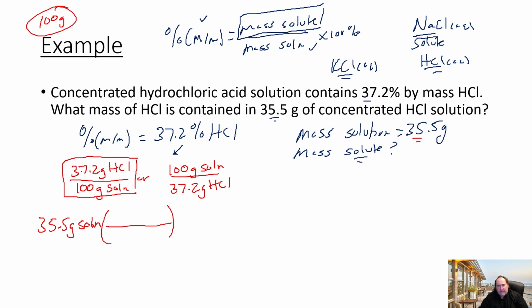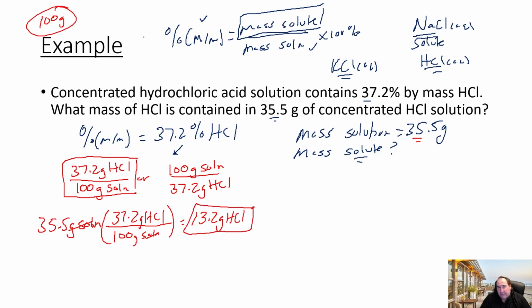We're going to take 37.2 grams of HCl over 100 grams of solution. The grams of solution will cancel each other out. And we're going to do 35.5 times 37.2, divided by 100. And that's going to tell us that we have 13.2 grams of HCl.